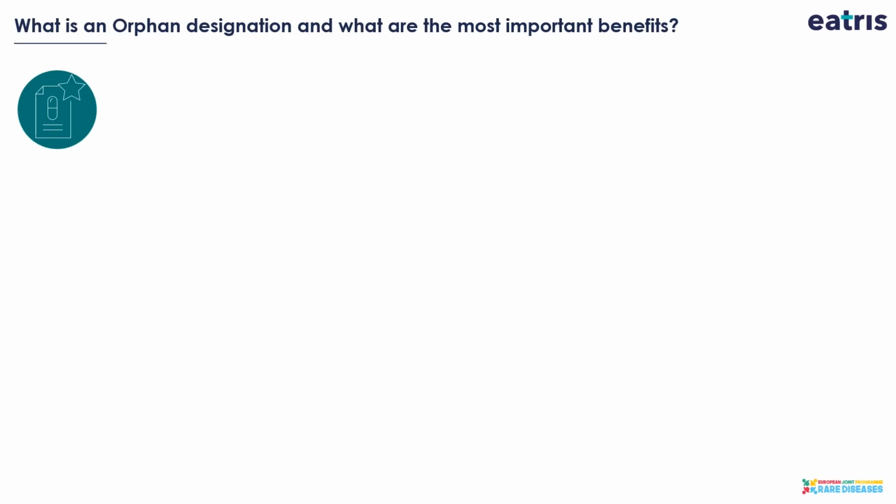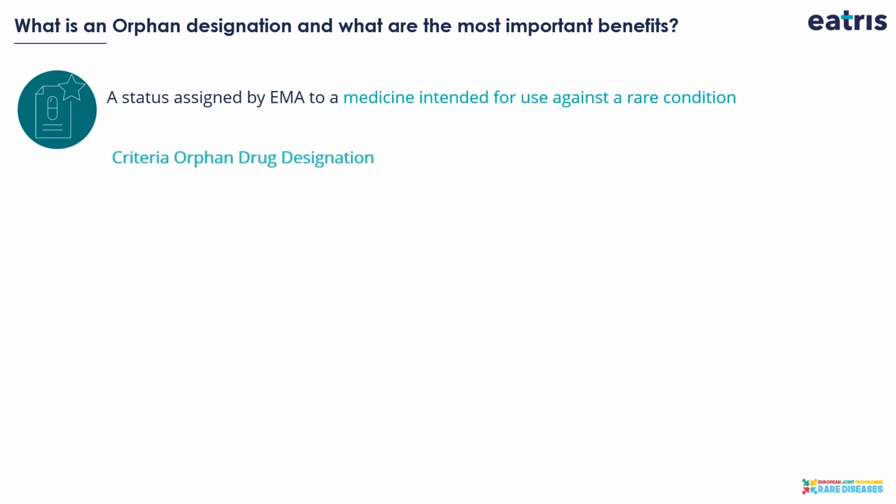An orphan designation is a status assigned by the European Medicines Agency to a medicine intended for use against a rare condition. The medicine must fulfill certain criteria for designation as an orphan medicine so that it can benefit from incentives such as protection from competition once on the market. To qualify for orphan drug designation, a medicine must be intended for the treatment, prevention or diagnosis of a disease that is life-threatening or chronically debilitating.